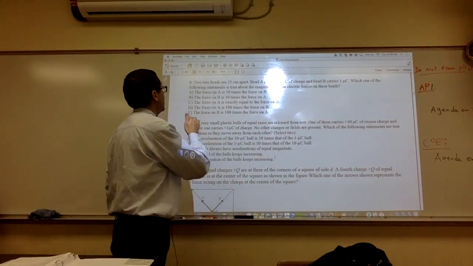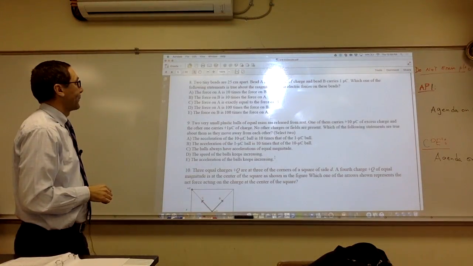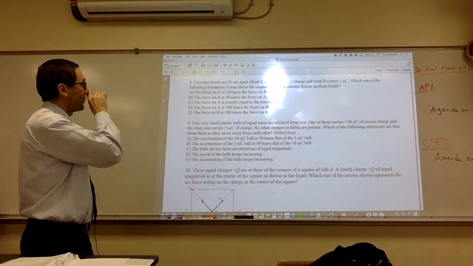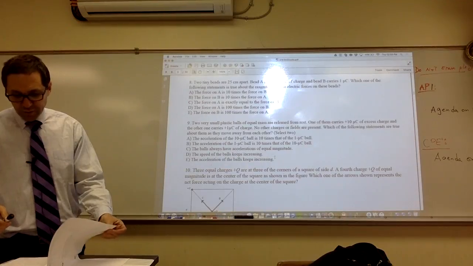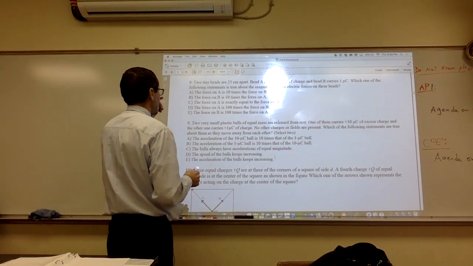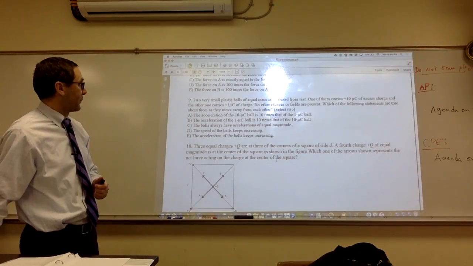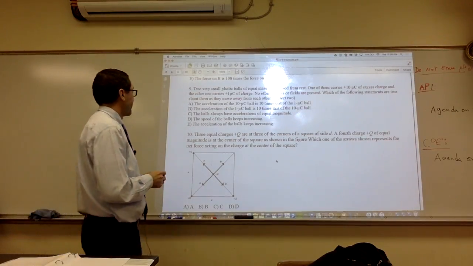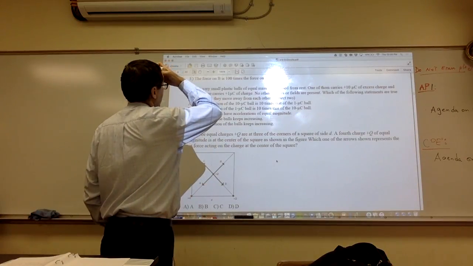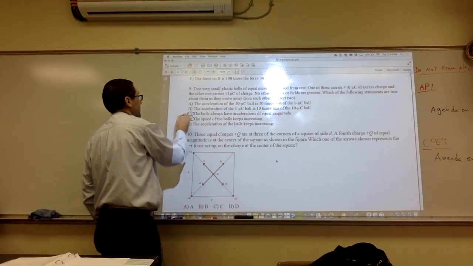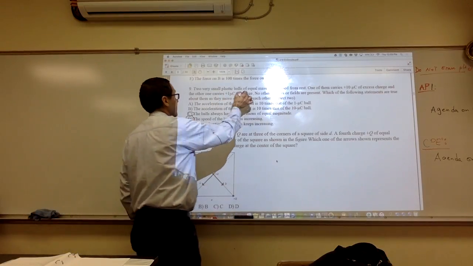All right, number 8. 2 tiny beads are 25 centimeters apart. Now, according to Newton's third law, the force on each one of them will be the same. So the answer should be C. For number 9, the answer should be C and D. They have equal mass.